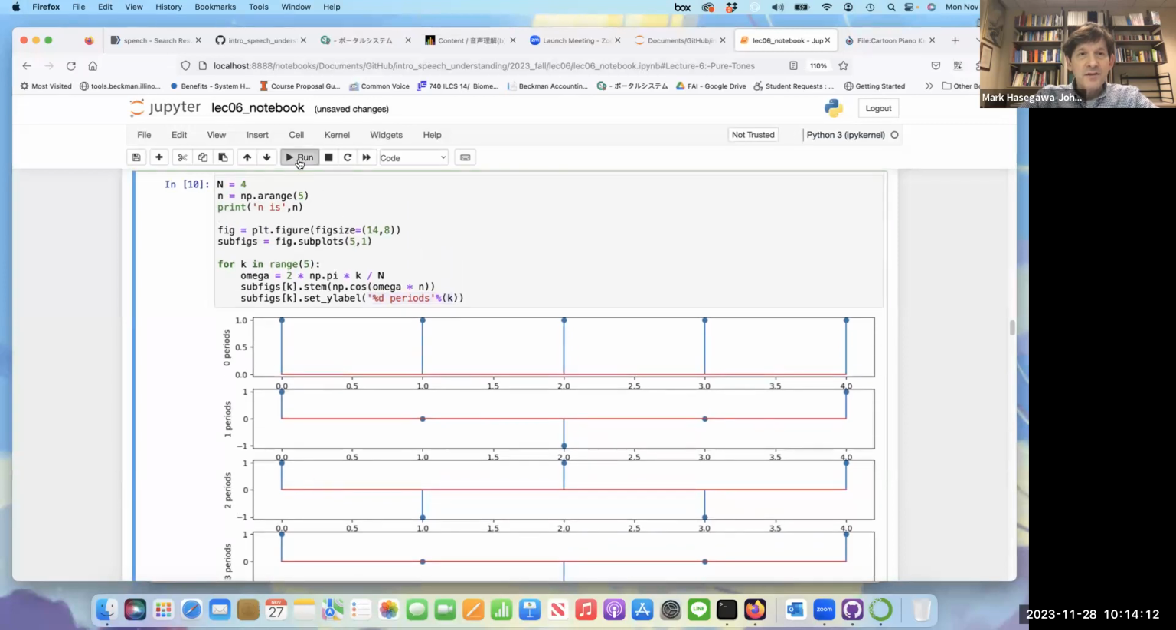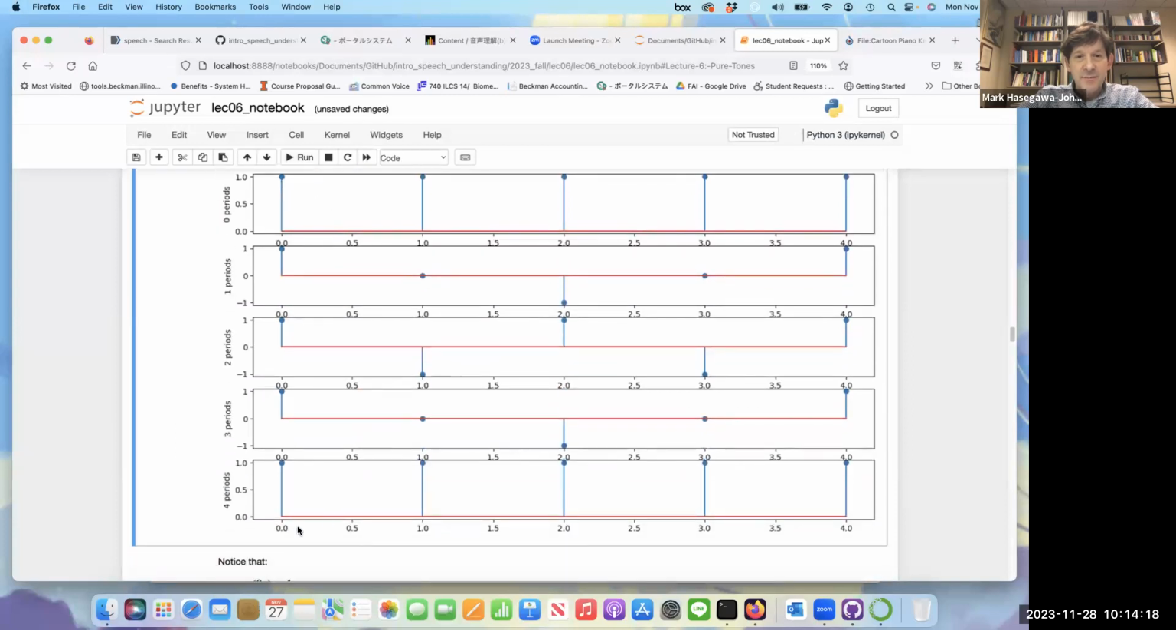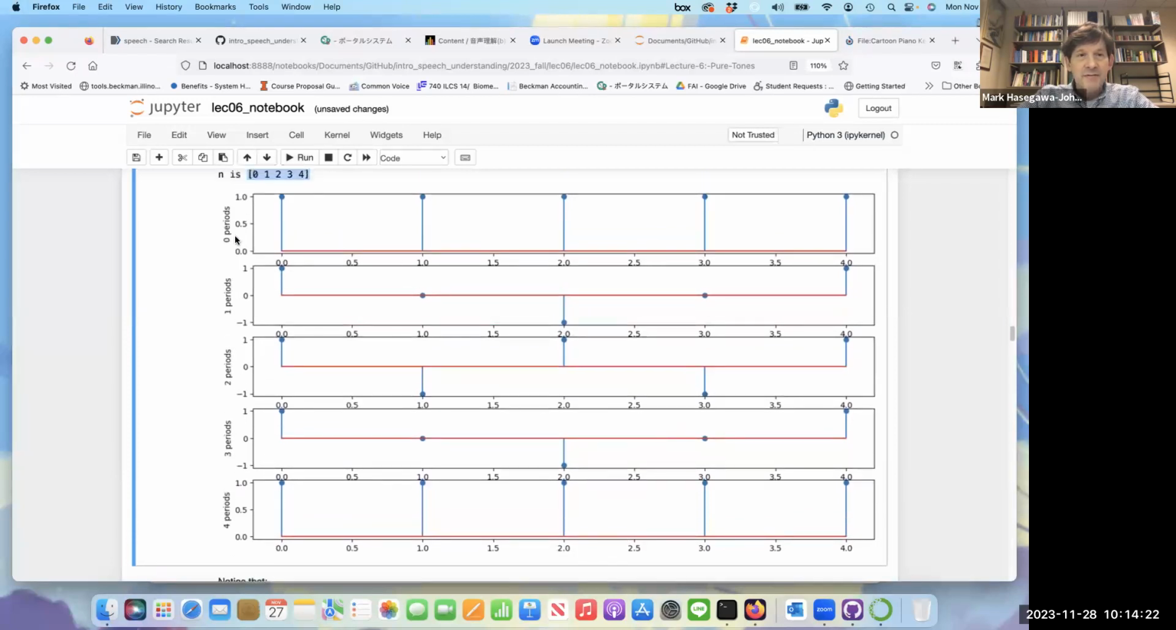And something strange is going to happen. So n is 0, 1, 2, 3, 4. So I have the samples n 0, 1, 2, 3, 4. And then I have 0 periods of a cosine. It's just all ones. With 1 period of a cosine, it goes 1 and then 0 and then -1 and then 0 and then +1. With 2 periods of a cosine in 4 samples, it goes 1, -1, +1, -1, +1.